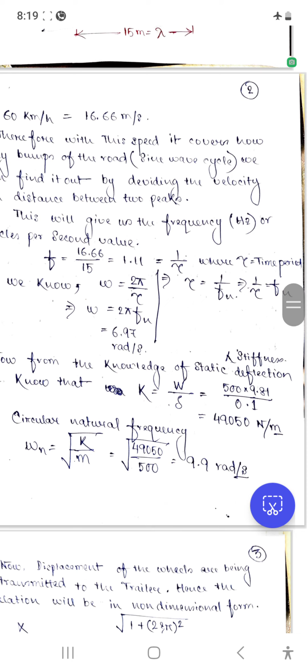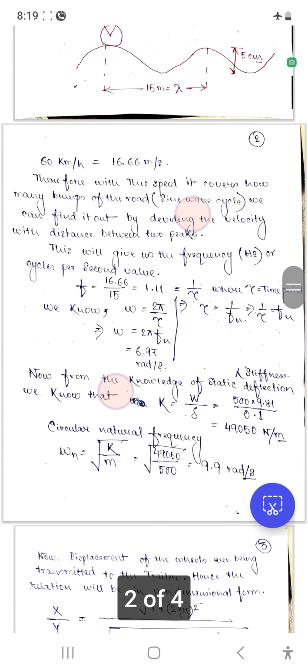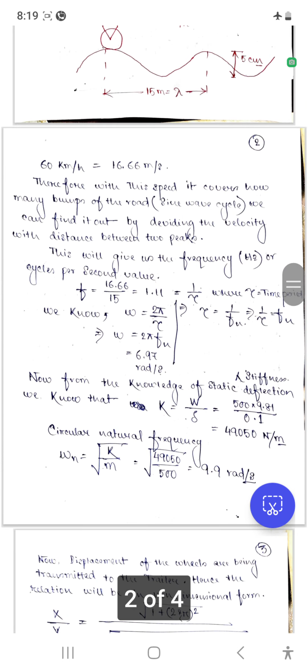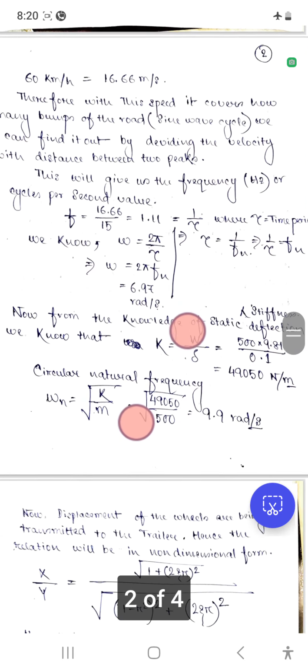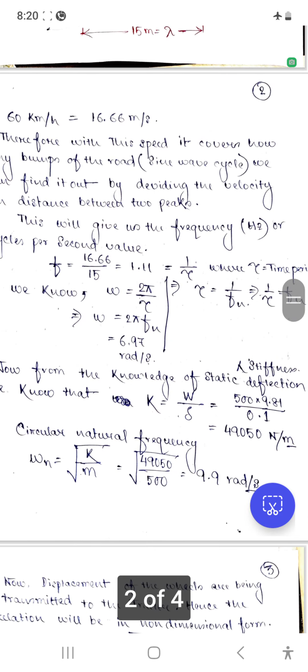Now the circular natural frequency I need to find out, because in the expression r was there. So omega we have got, so omega by omega n will be r. So omega n equal to root under k by m. K we just found out, m is 500, so it is 9.9 radian per second. So I think it's clear, because all the information was given, so there is no problem. Once we get the stiffness, we can definitely get the circular natural frequency, omega n. That was the earlier one, this one was circular frequency.